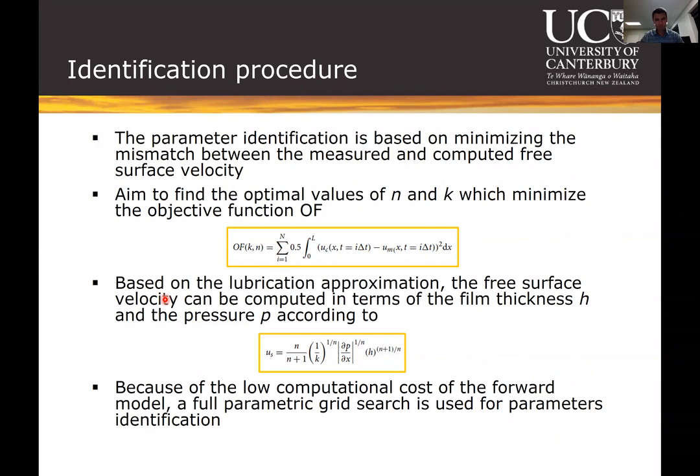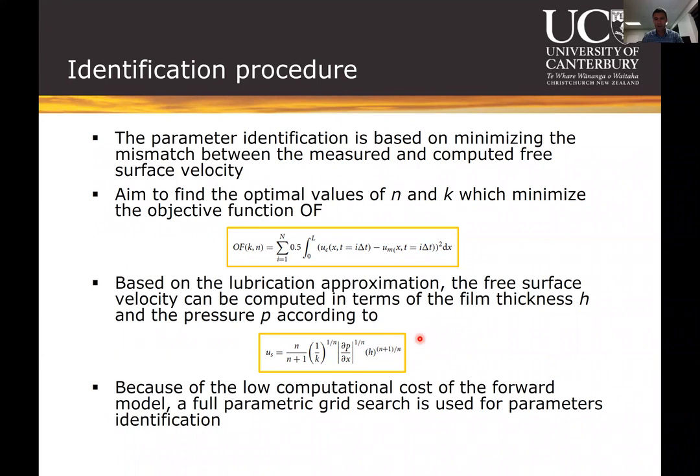And I guess the PDE I gave you, the lubrication approximation, was in terms of the film thickness, but really what we measure in reality is the free surface velocity. The free surface velocity can be expressed in terms of the film thickness and the pressure gradient, and this is the expression which we've got here.